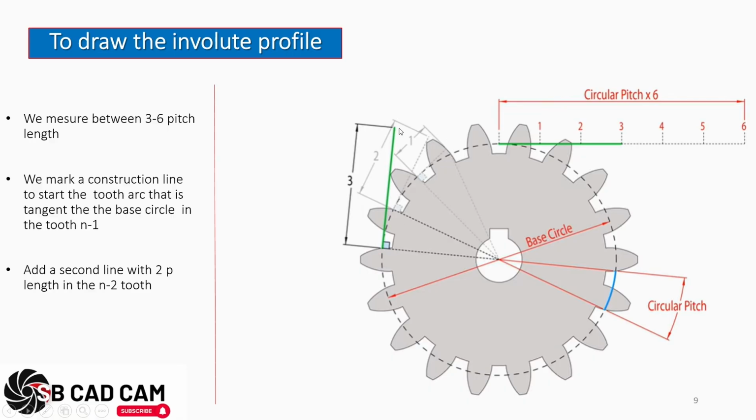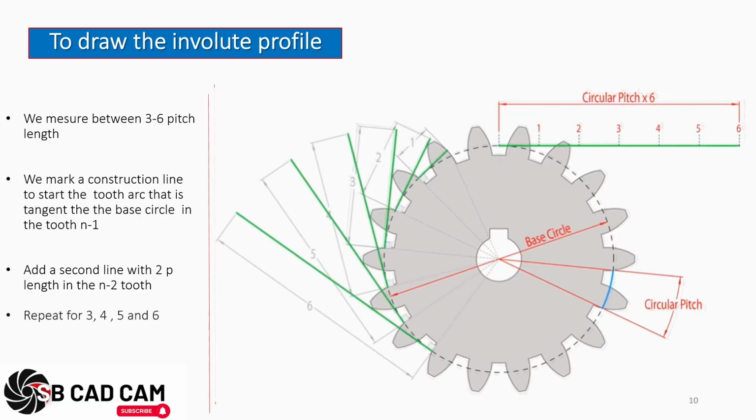Here we can draw it using the spline in your CAD software. It depends on its name, but in general it is spline. Then we will repeat it for 3, 4, 5, and 6.